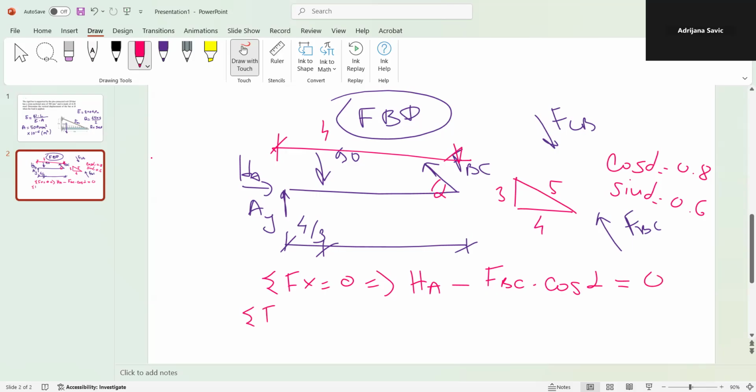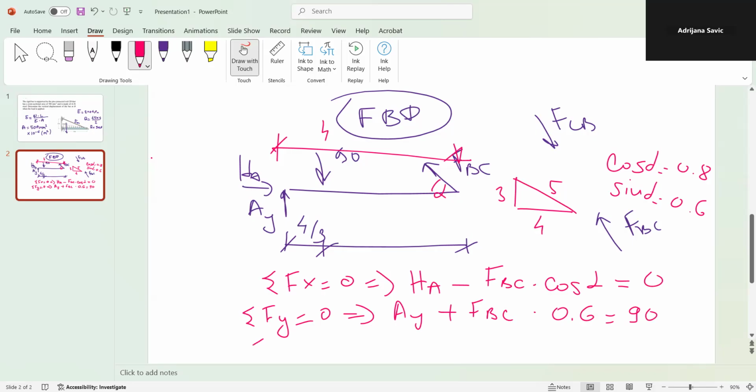The second equation is the sum of forces in the y direction equal to 0. So we have AY plus FBC times sine of the angle, which is 0.6, equal to 90 kilonewton, which is our distributed force or our external load, and we are done here.